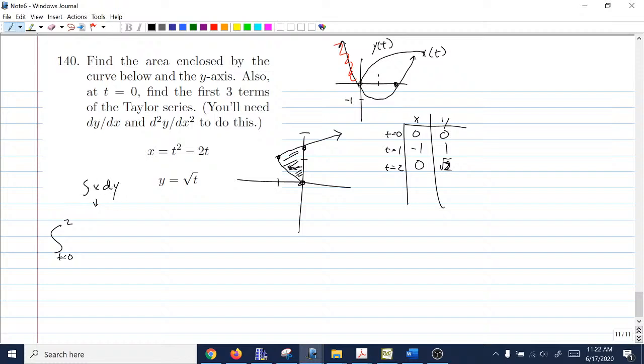My x values are negative, my dy values are positive because y is increasing, but x is always negative on this region. So I'm going to want negative integral from t equals 0 to 2 of t squared minus 2t times the derivative of y, which is 1/2 t to the negative 1/2 dt. This is an improper integral.